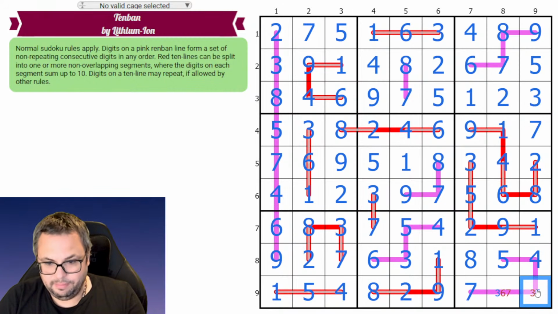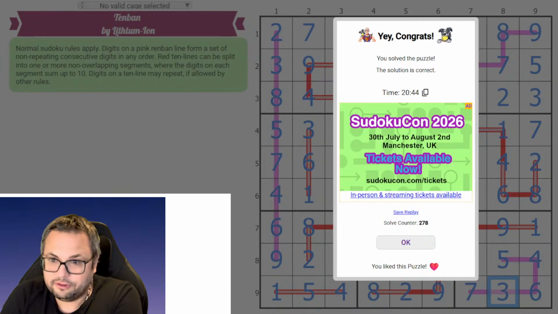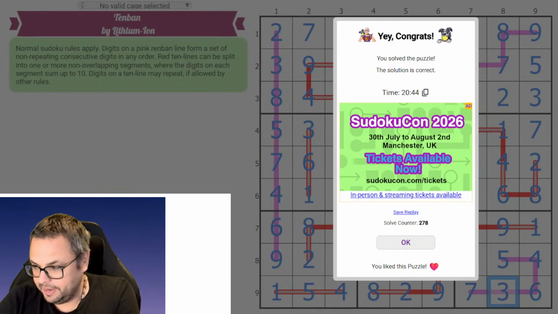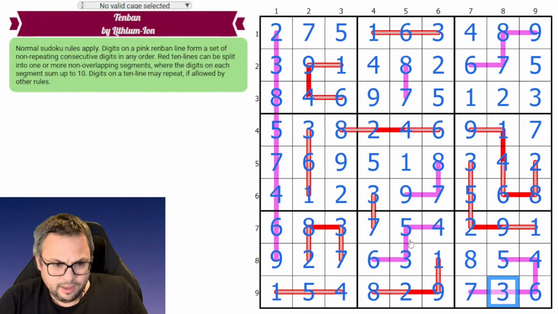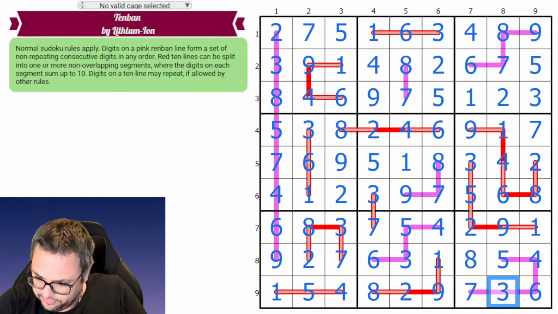This was a lovely puzzle, by the way. This is gorgeous. A+ puzzle. Great job to Lithium Ion. Okay, let me stretch my legs for just a moment, and I'll be back with another puzzle in just a moment. So see everyone after I pick out something nice.